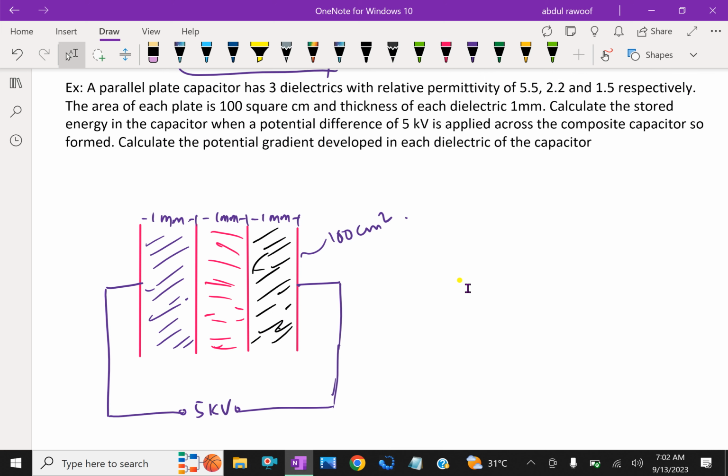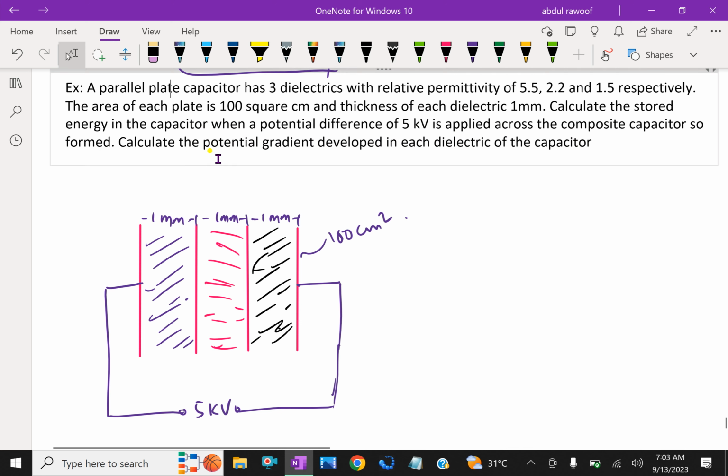Look here. A parallel plate capacitor has three dielectrics with relative permittivity of 5.5, 2.2 and 1.5 respectively. The area of each plate is 100 square centimeters and the thickness of each dielectric is 1 mm. Calculate the stored energy in the capacitor when a potential difference of 5 kilovolt is applied across the composite capacitor so formed.